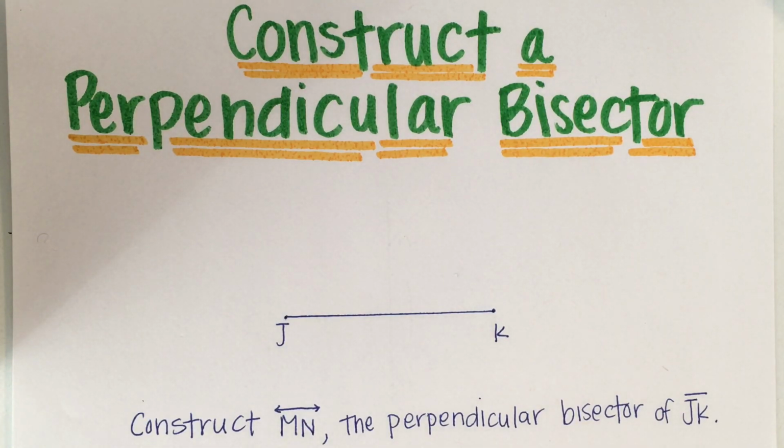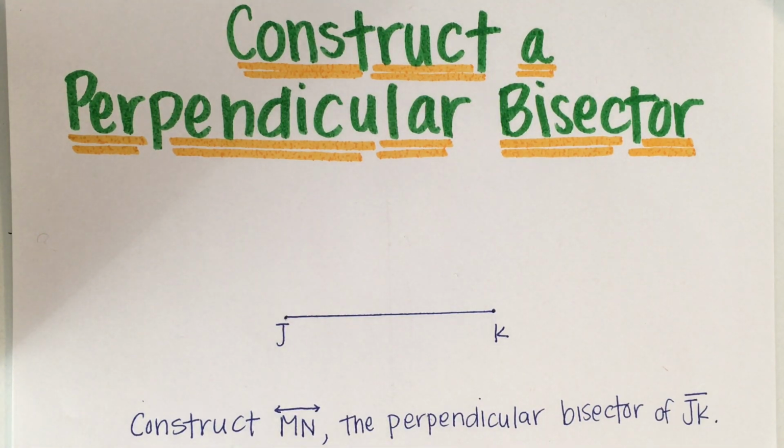In this video, we're going to construct a perpendicular bisector. Remember that a bisector cuts something in half, so when I bisect the segment JK, I am going to be creating a midpoint on the segment. When I create a perpendicular bisector, I'm creating a line that is going to intersect segment JK at 90 degrees. So two things come from this construction. One is a midpoint, and two is a 90-degree angle, which will be useful in the future.